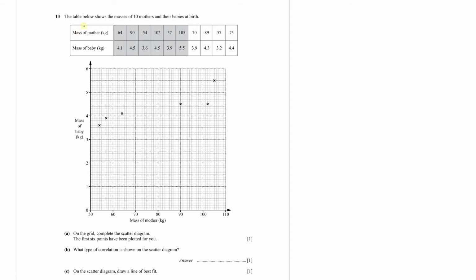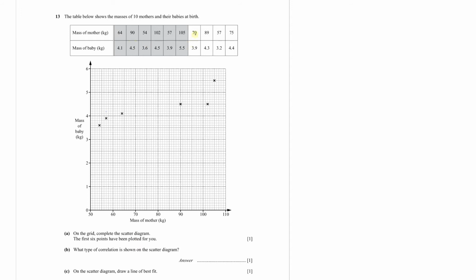Question number 13: the table below shows the masses of 10 mothers and their babies at birth. So you have mass of mother and mass of baby. On the grid, complete the scatter diagram. The first 6 points have been plotted for you. So these 6 have been plotted.